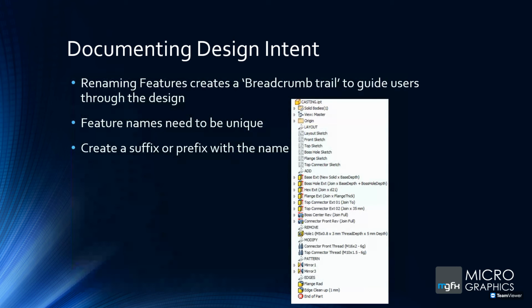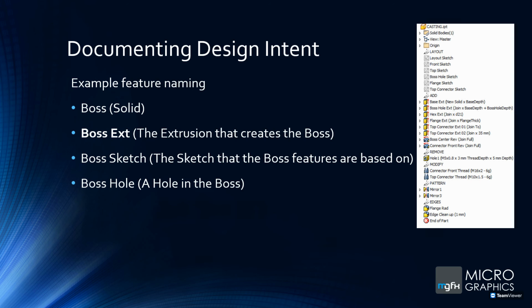Did you know that you can rename your features? This is fantastic because it leaves a breadcrumb trail to guide you through the design. One thing: feature names must be unique, and maybe create a suffix or a prefix as well. Why do I say rename this? For instance, a little example: boss extrude, boss sketch, boss hole. Now, why am I doing that with boss?